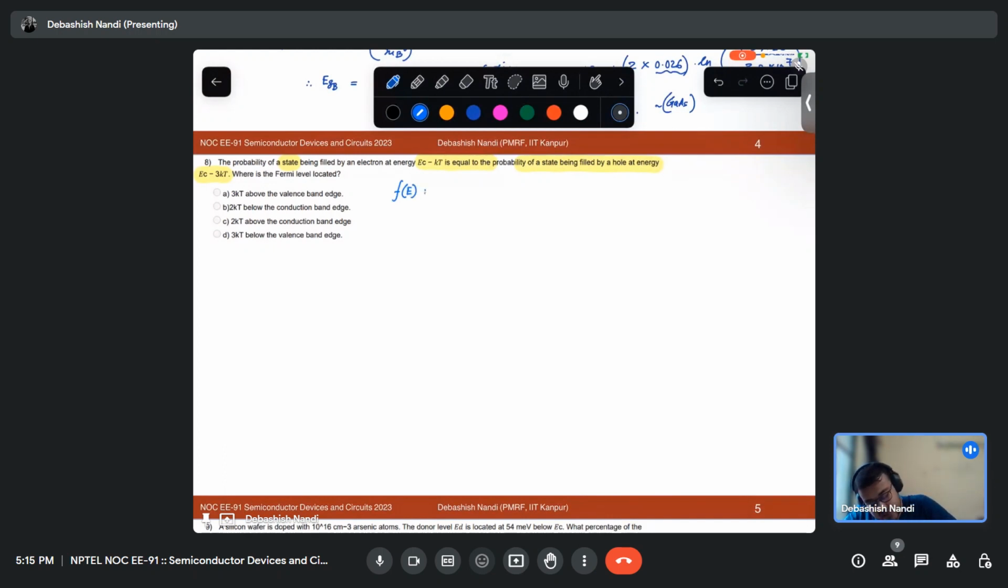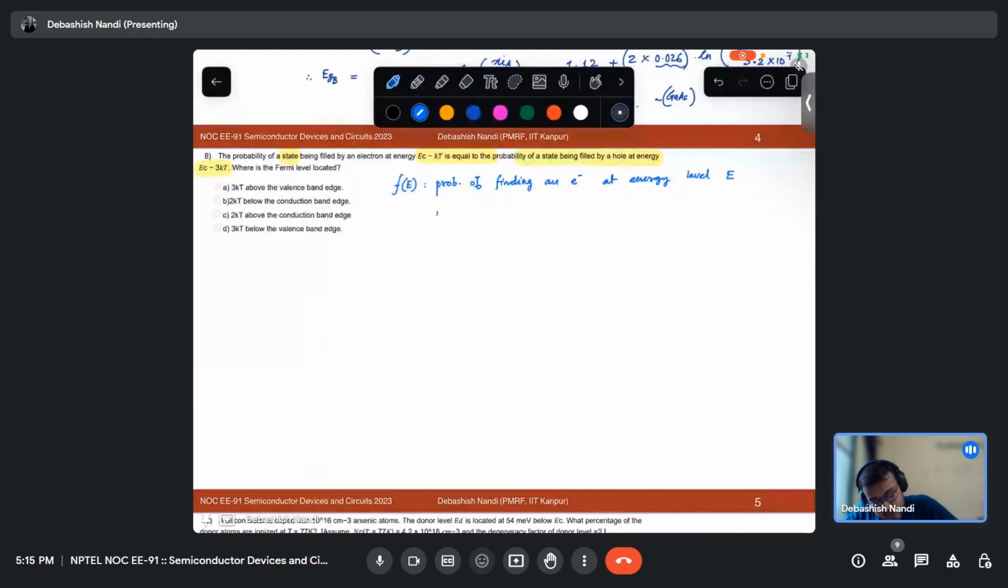So this is actually the probability of finding an electron at energy level E. Okay. So can anyone tell me what would be the probability of finding a hole at energy level E? Can you at least try to attempt?